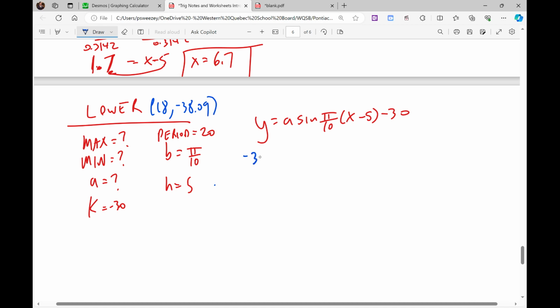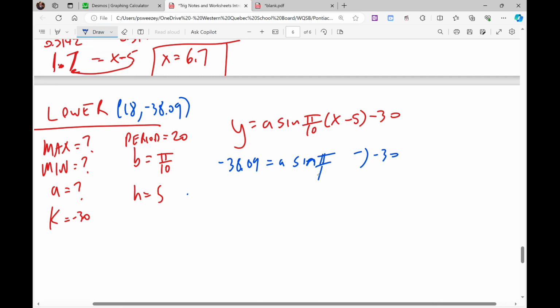The only other thing I can include now is the point 18 and negative 38.09. So let's plug that in and see what happens. Pi over 10, x minus 5, minus 30. Oh, I didn't even write in what the x value was. So, let's try that again. Sine of pi over 10 times 18 minus 5, minus 30.